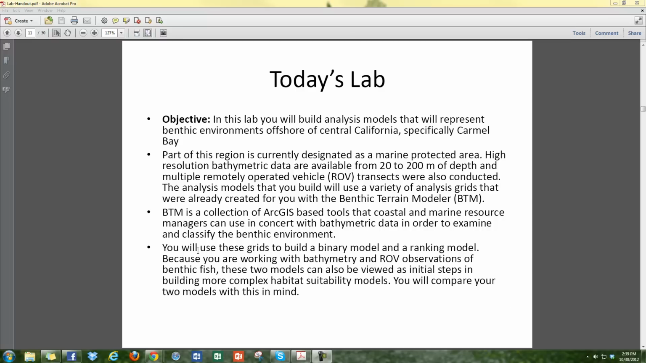What we're going to do is take the outputs of these tools to make a binary model and a ranking model. We're going to compare those two to see how that impacts our habitat suitability analysis, and we'll compare those two models.